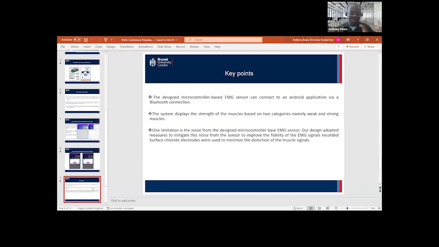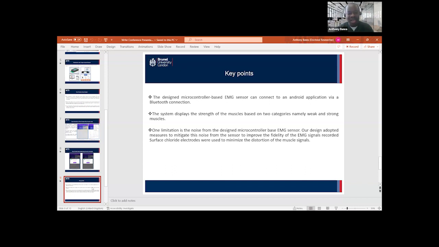The system we designed displays the strength of the muscles in these two categories. However, there are limitations. Like I said, this is still in the design stage and we are trying to improve the accuracy. One limitation is noise. We are trying to see how we could mitigate the noise that results from motion artifacts from patients.